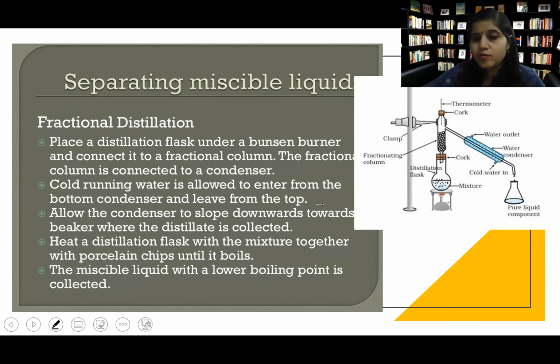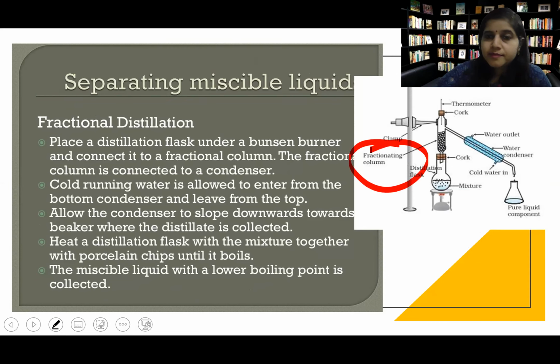Next one is separating miscible liquids. Miscible liquids are those that can completely mix with each other. In fractional distillation, the apparatus is almost similar to that of simple distillation. The only difference between the two is the fractionating column. In simple distillation, we do not use the fractionating column, but in fractional distillation we use a fractionating column.